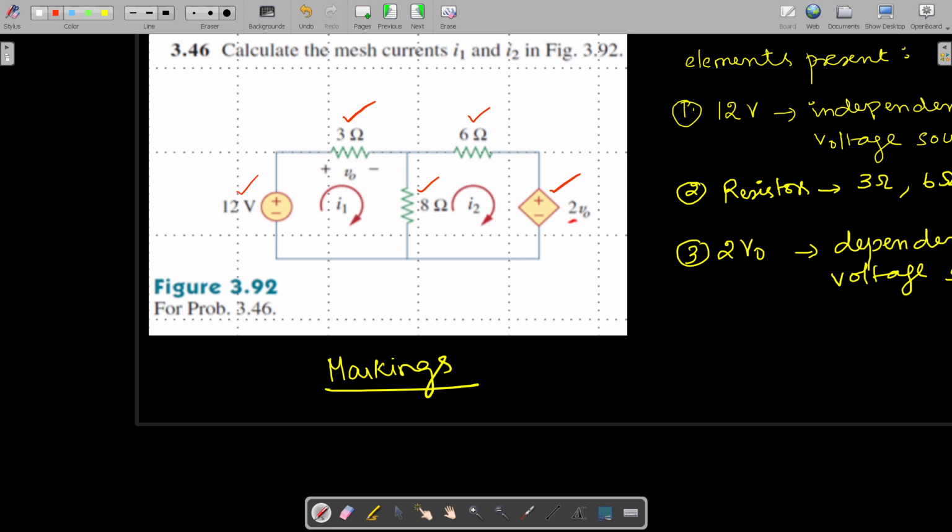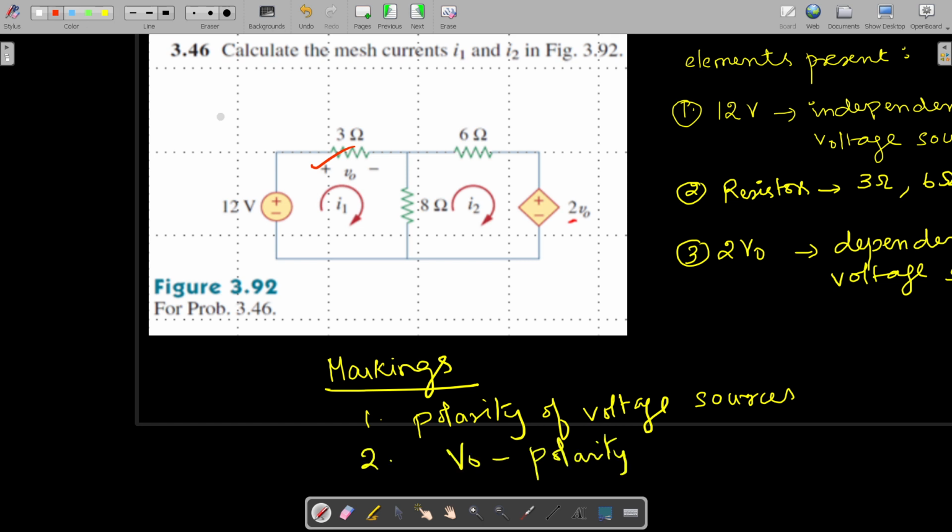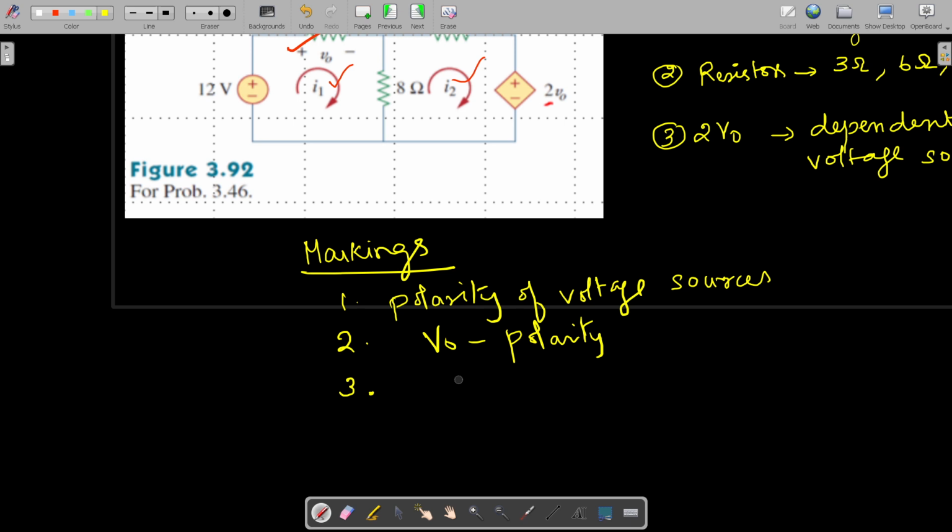The second thing is the markings given. Here the polarity is given, plus and minus, for the voltage source, and I can take this as a voltage source because the polarity is marked as plus and minus. Here also the polarity is marked, so for V naught the polarity is marked. And here we have the loop currents I1 and I2 given and marked. In some problems they won't be given, here it is marked.